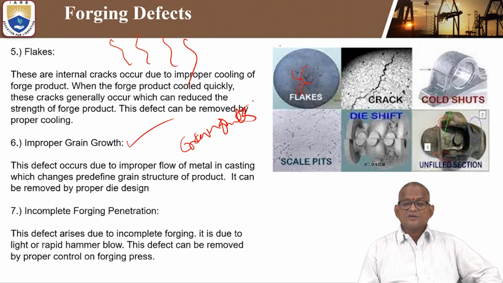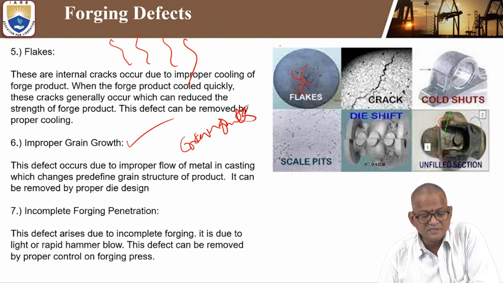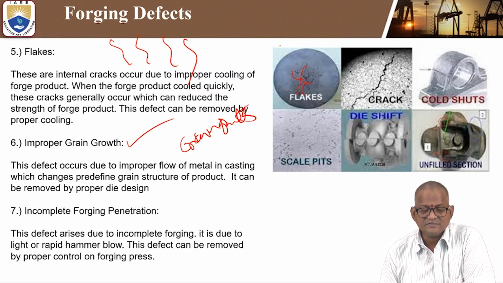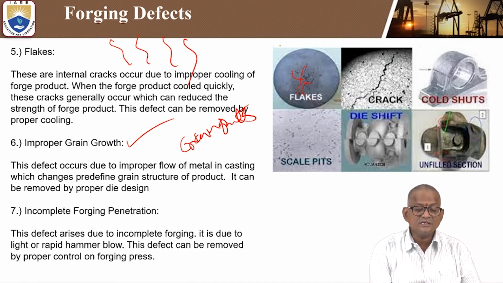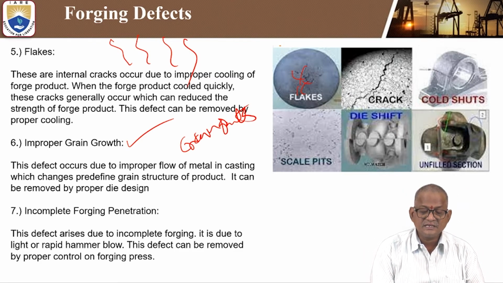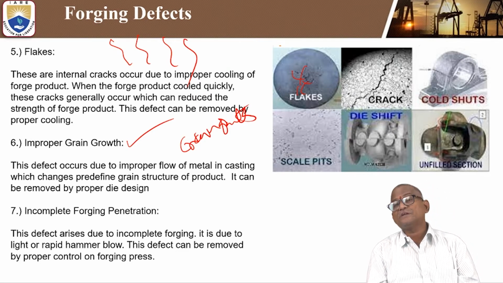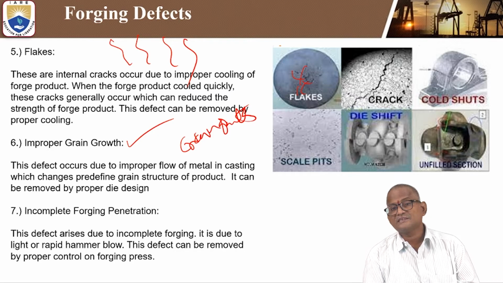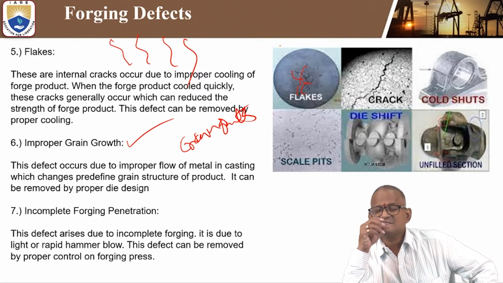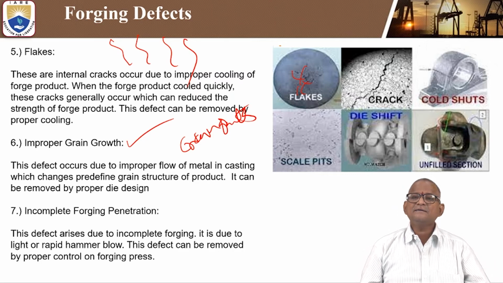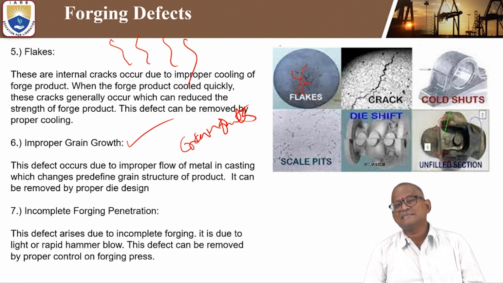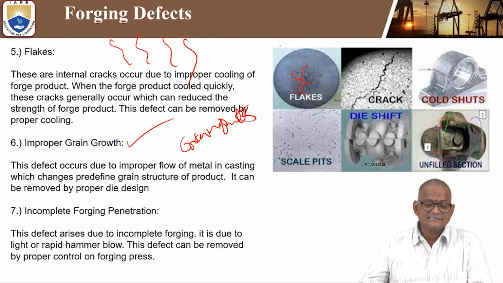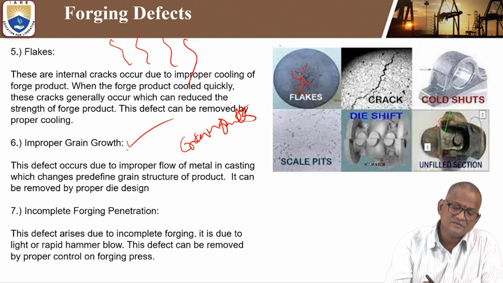Okay, grain growth. So because of this principle, what is the importance of grain growth, and how are we able to maintain proper grain growth? In this defect, it majorly occurs due to improper flow of material in the casting process, whereas the changes in predefined grain section of the product can be removed by proper die design. So this is the sixth important forging defect.